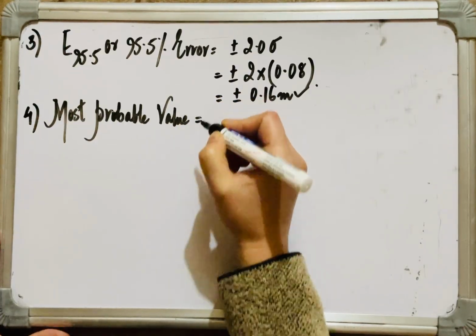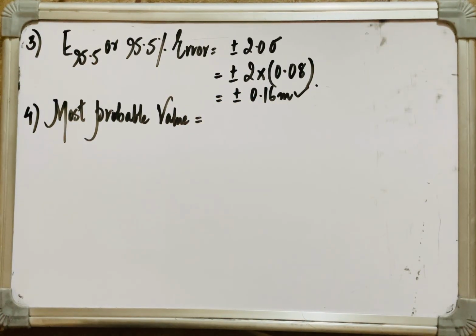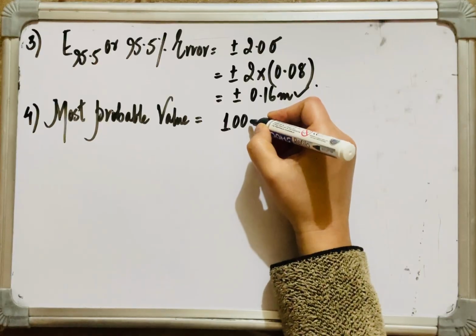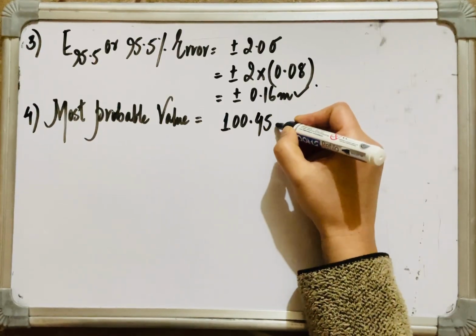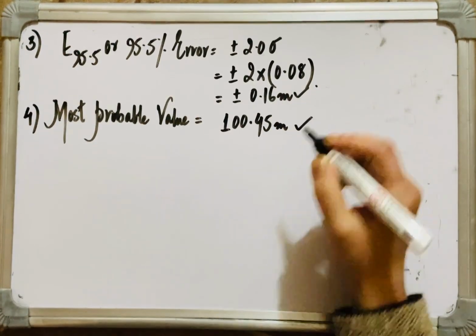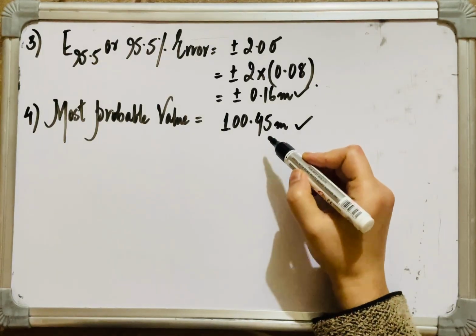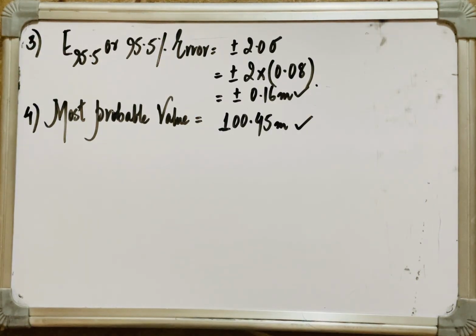Which is the most probable value? The most probable value is the arithmetic value or the mean value, which we found equal to, how much? It was 100.45 meters. So that becomes my most probable value, also known as the mean value, and is equal to the arithmetic mean in a given set of measurements. And the chances of that value being equal to the true value are higher.